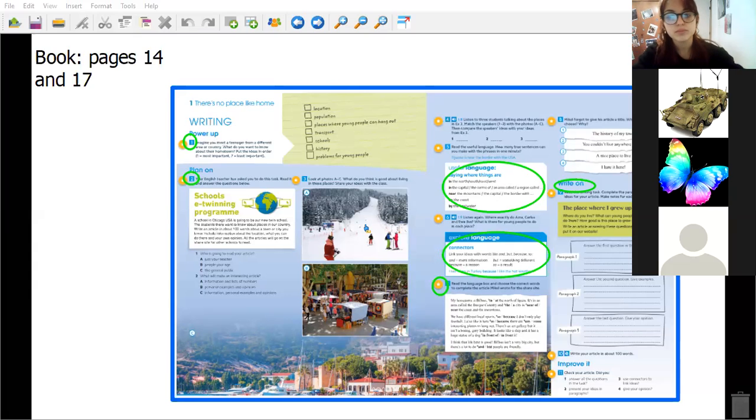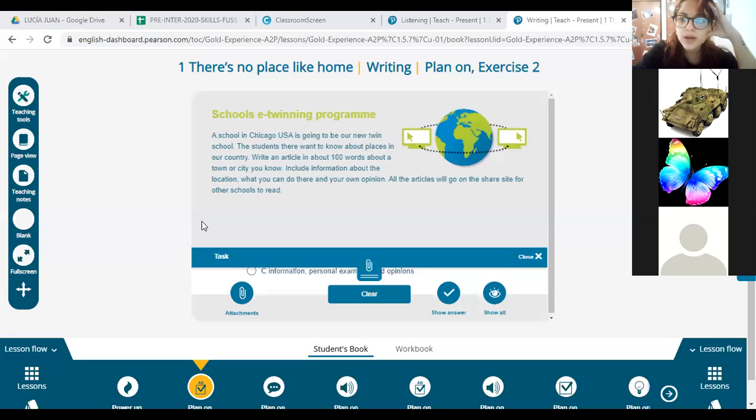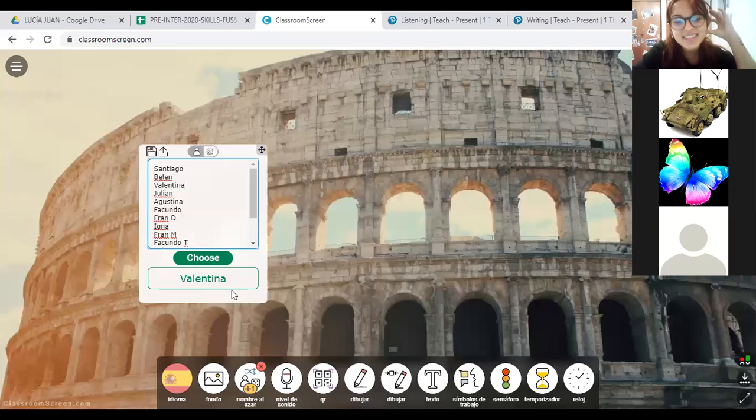Y se trabó la pantalla. Sí, se traba la pantalla. I don't know why it's so annoying today. Can you see it now? Yes. Ahí está. Okay, I need someone to read it because I'm tired of reading.